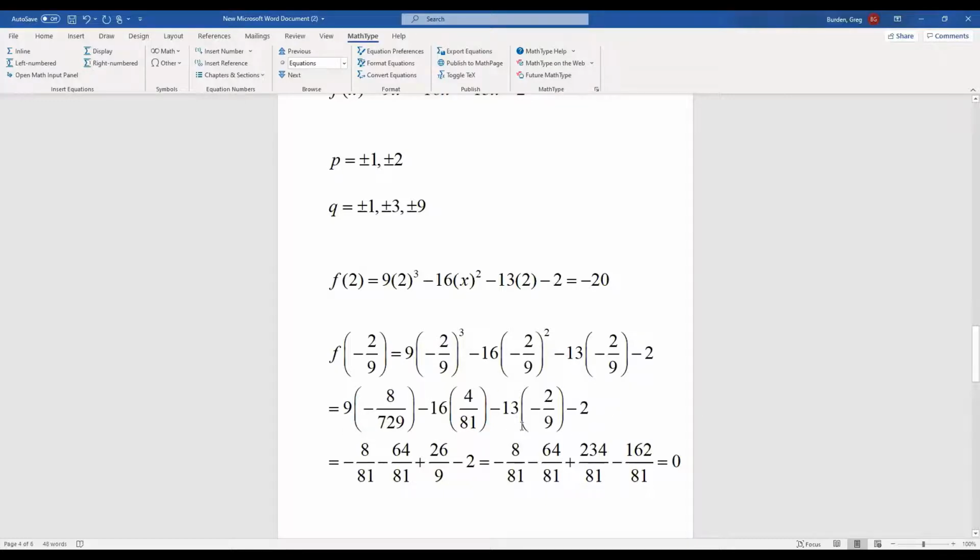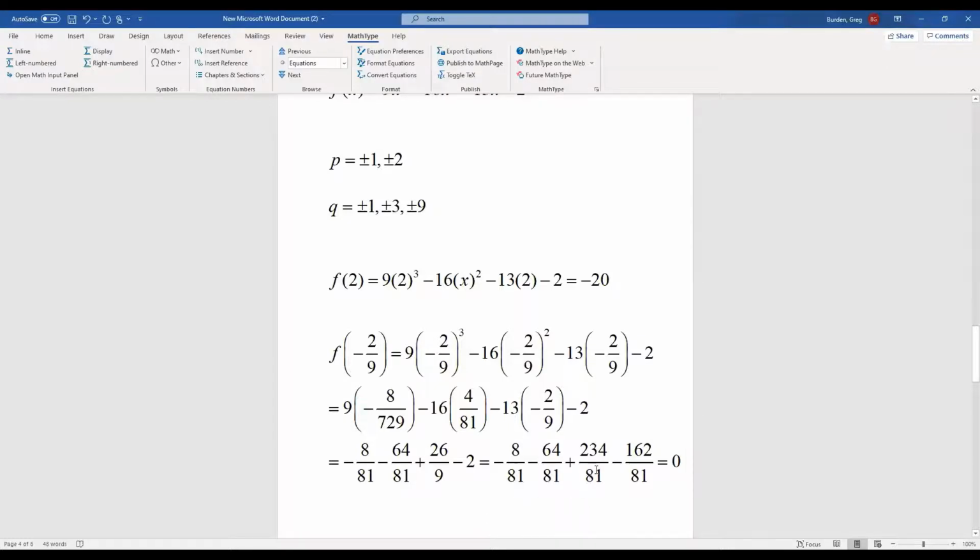And so I did the cubing and the squaring on this line here. You then multiply it out. Since 9 goes into 729, you can cancel out the 9 and the 729 to get 81. So you get negative 8 over 81 for the first term. Second term, 16 times 4 is 64, so you get negative 64 over 81. And then this term here, we've got negative 13 times negative 2 ninths. The negative and negative make positive, 26 ninths. And then we end up with a negative 2 at the end.